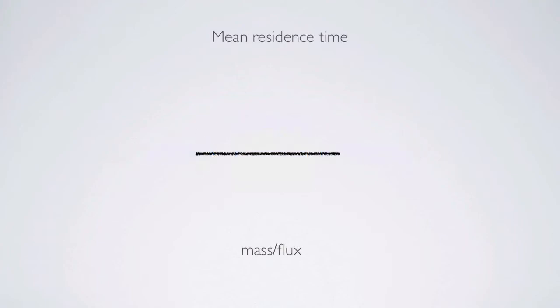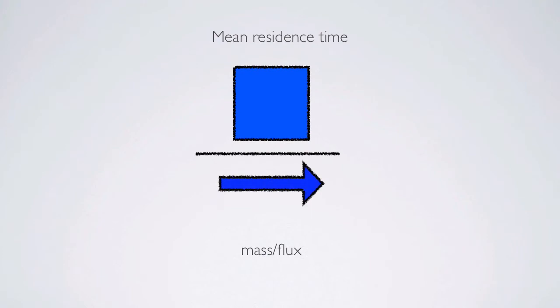Now, when we calculate the mean residence time, which is essentially how long an average molecule is going to reside in a pool, essentially it's the mass of that pool divided by its flux. So if you know the mass of a pool and you know the flux into the pool and you assume that that pool is at steady state, then you can calculate the mean residence time.